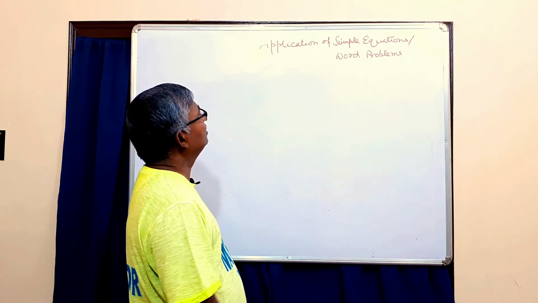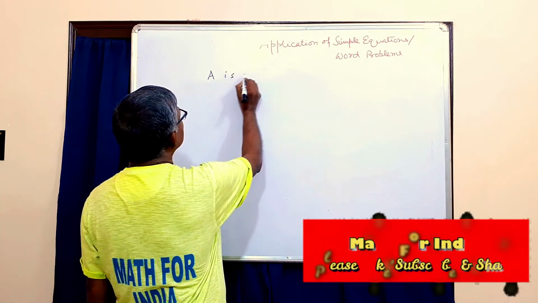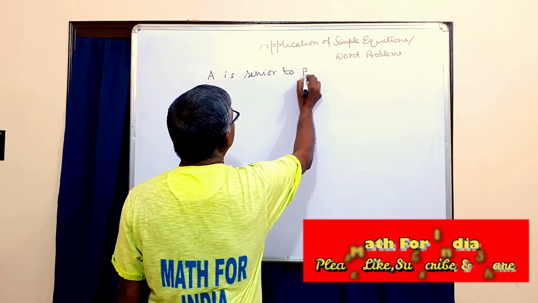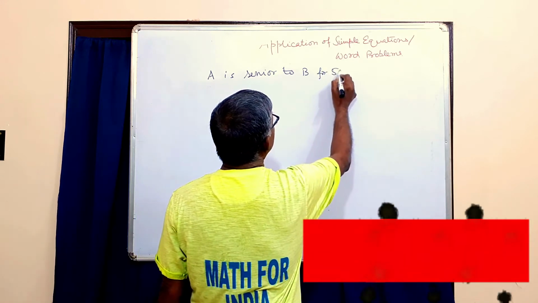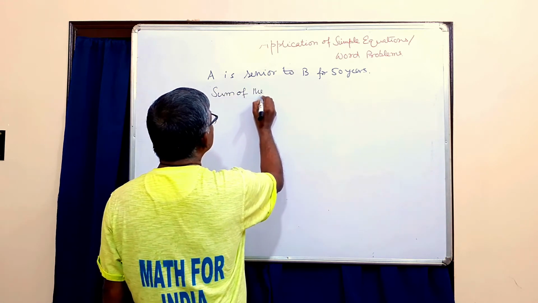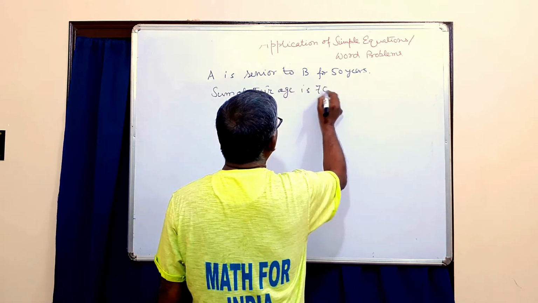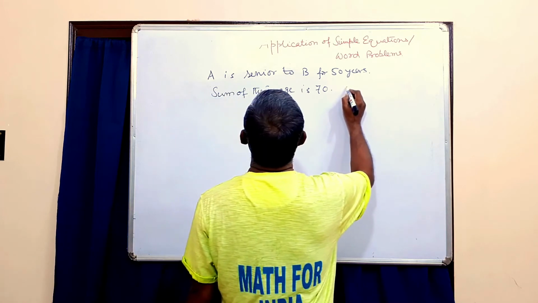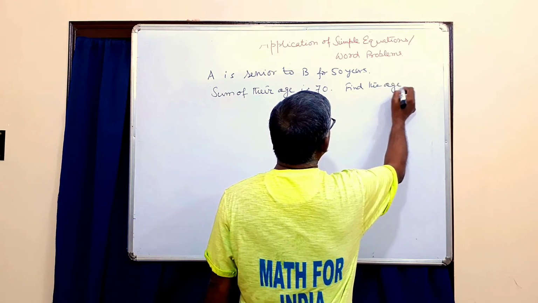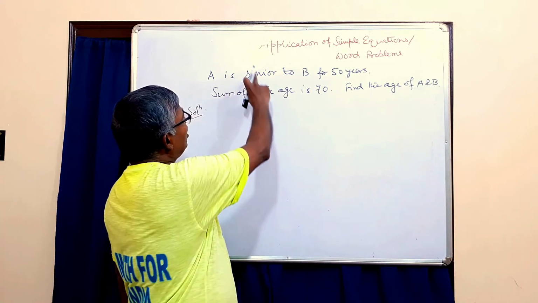Let us solve a problem. Suppose A is senior to B by 50 years. The sum of their ages is 70. Find the ages of A and B. How to solve the problem?